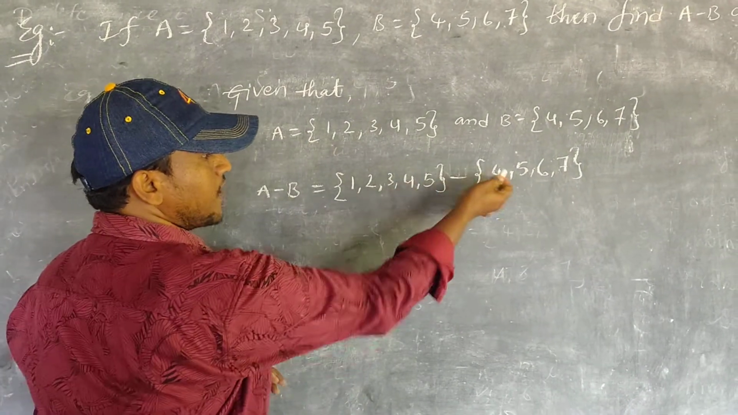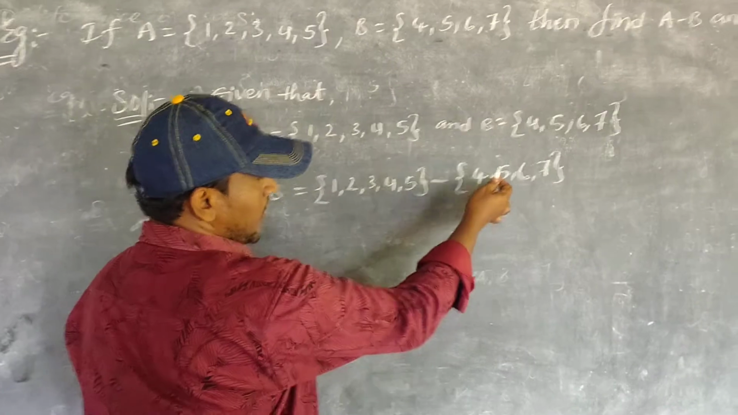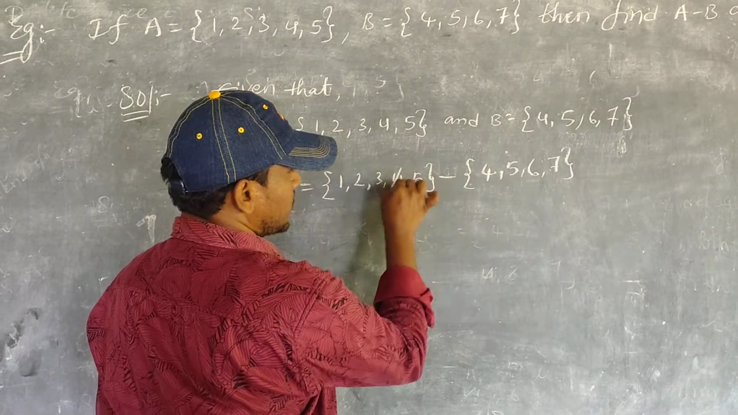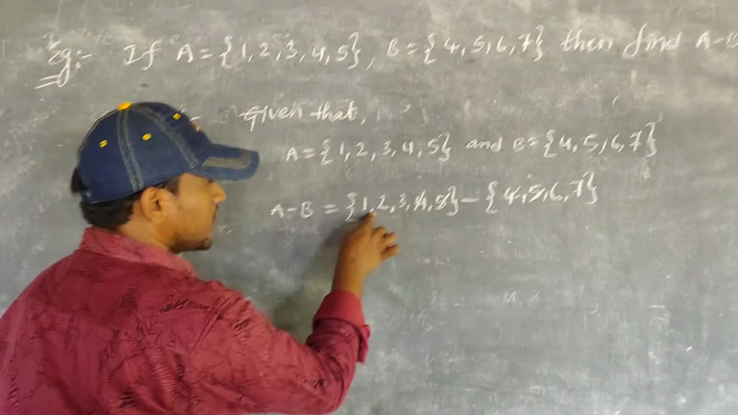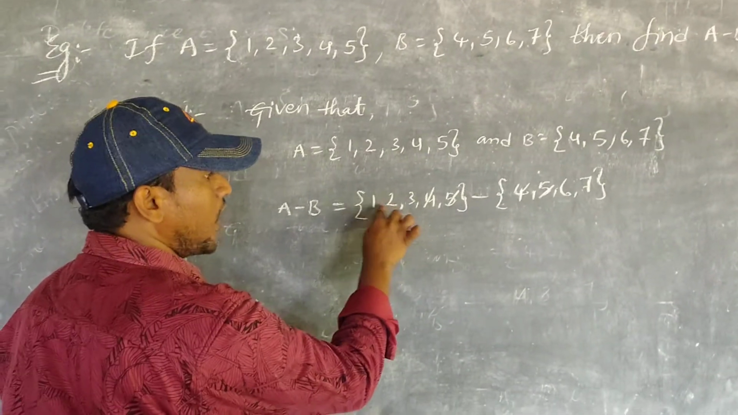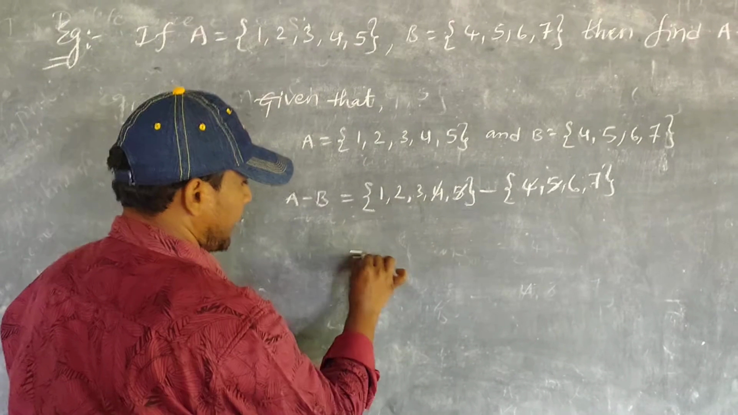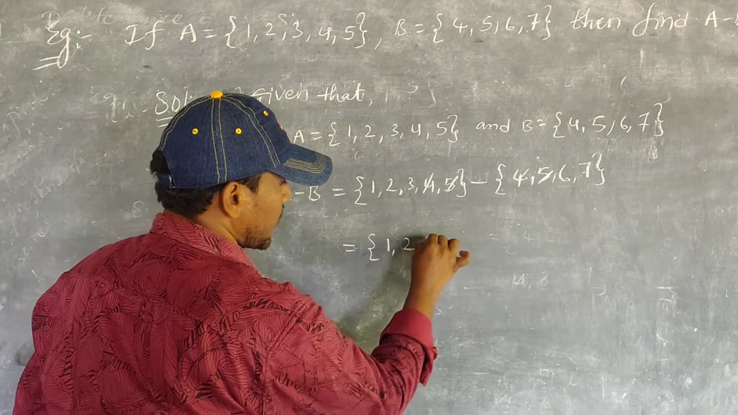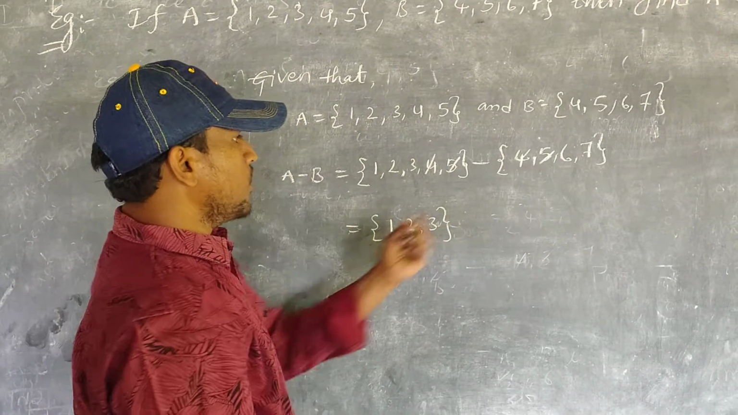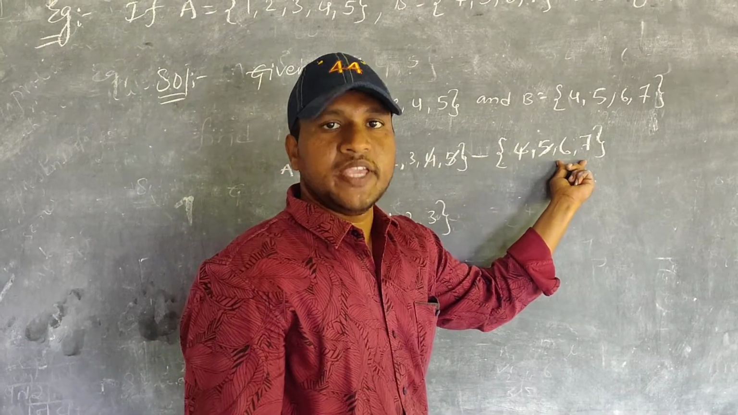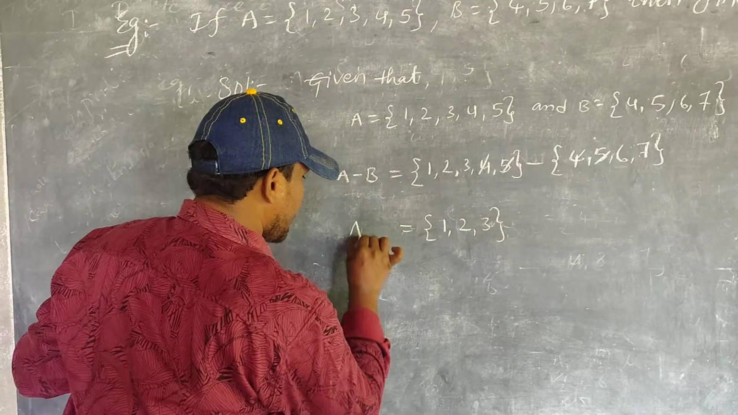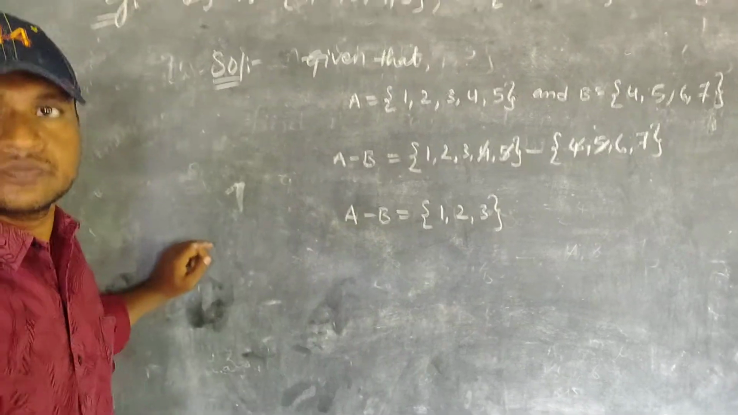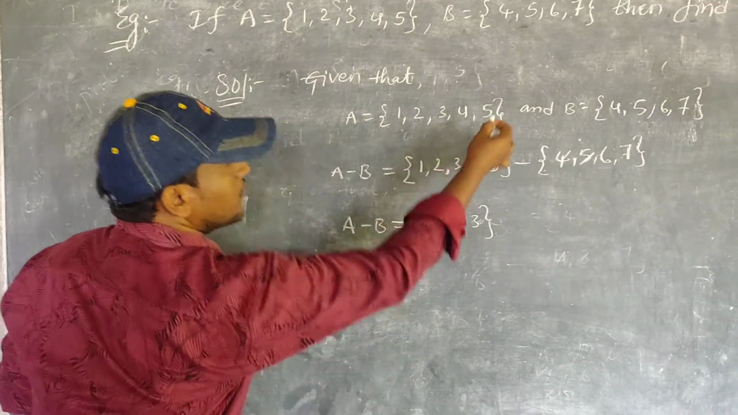So here, what are the common elements? The common elements 4 and 5 cancel. First of all we have to cancel. Then what are the remaining elements of set A? 1, 2, 3. Write it as {1, 2, 3}, but do not write set B, only the elements which belong to A. That is A minus B.